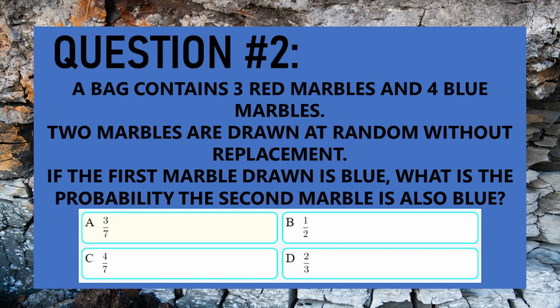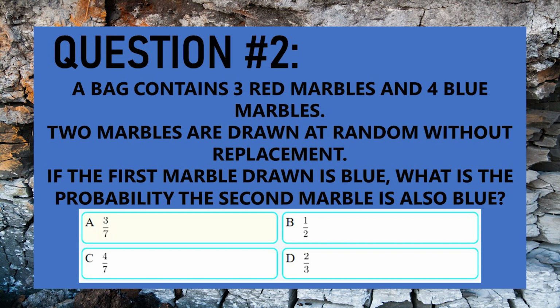Question number 2. A bag contains 3 red marbles and 4 blue marbles. 2 marbles are drawn at random without replacement. If the first marble drawn is blue, what is the probability the second marble is also blue?